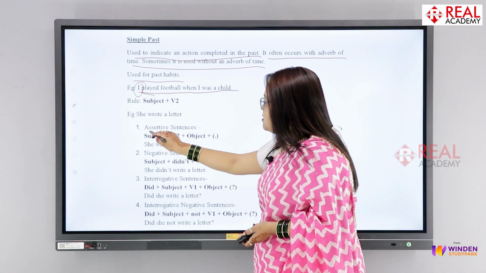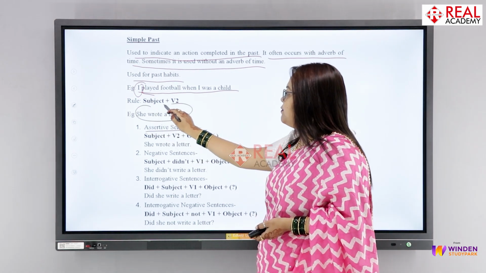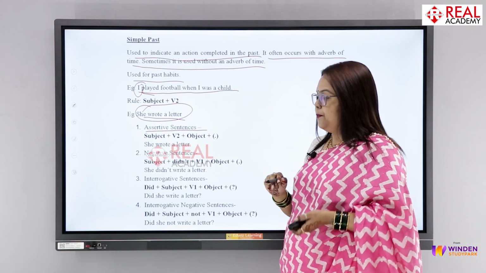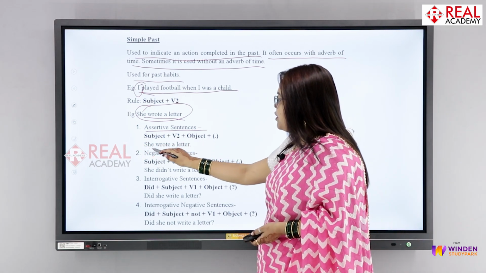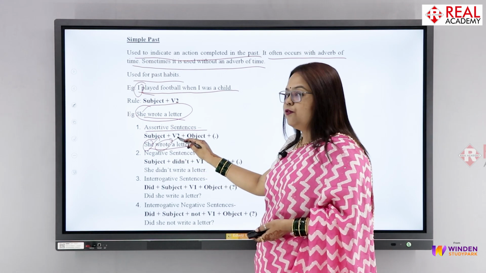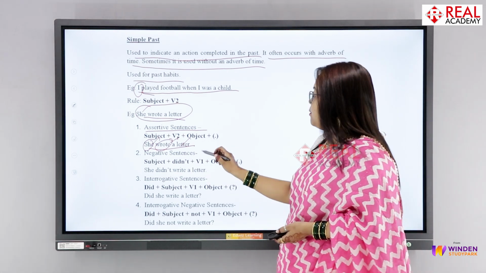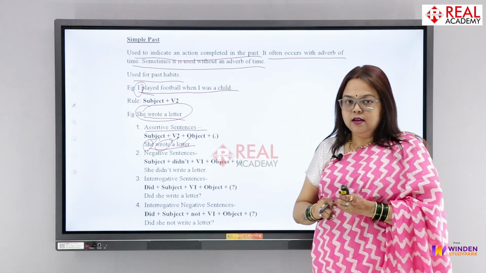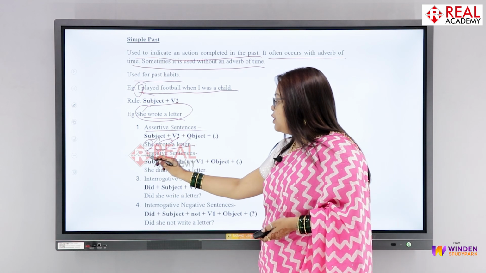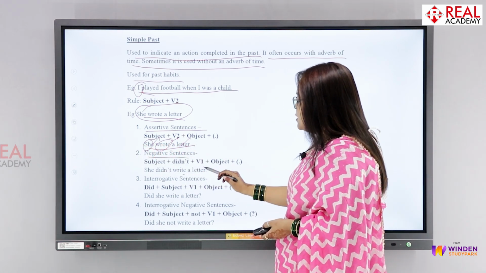Next, you see the assertive sentence. We will start with the same example that we have started: She wrote a letter. Now, in this assertive sentence, she stands as the subject, wrote is the second form of the verb, that is V2, and letter is the object, ending with a full stop because it is an assertive sentence.